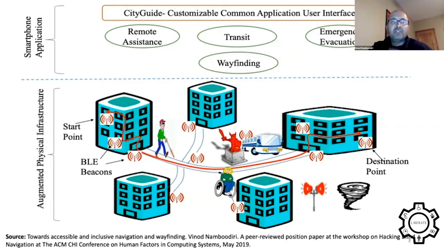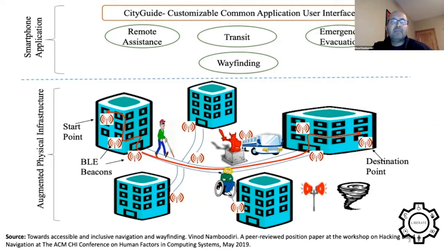In this visual, I'm talking about multiple applications that I want to build upon this augmented physical infrastructure. Things like remote assistance: how can persons with disabilities reach out for help, and what's the most efficient way to receive help that is also cost effective? Something like transit: what's the best way to find and board transit wherever you are, indoors, outdoors, maybe underground? Those kinds of situations are important.